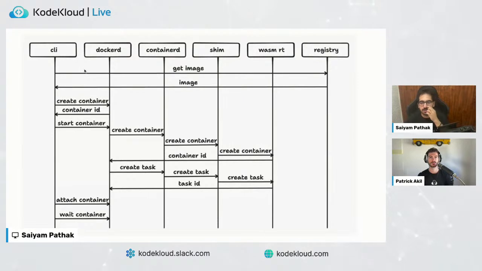Again, in a simplified diagram, this is a diagram from the Docker team itself. So you have a CLI. So you say get image. First it gets the image from the registry, and then it creates the container, and the request keeps going until, after the shim, it reaches the Wasm runtime, and then it comes back with the container ID, and then the task ID. It attaches the container, and waits for the container to exit and run.